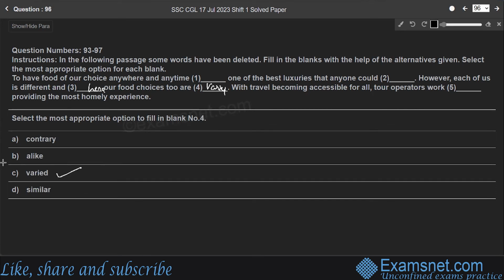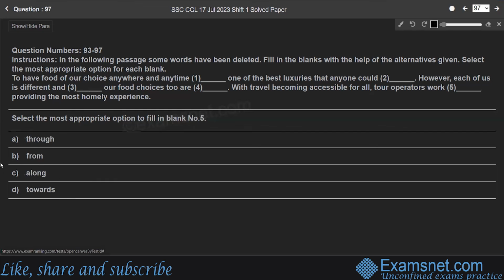Varied is the right answer. Varied means incorporating a number of different types or elements. Showing variation or variety is called varied, right? Whereas the remaining words, contrary means opposite in nature. Alike or similar means the same; similar to each other is called alike, right? So our food choices too are varied. Option C is the right answer, right?